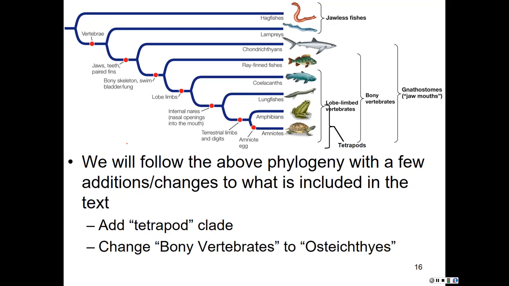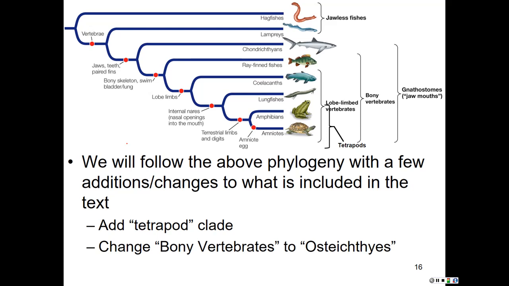Now, the combination of having these well-developed circulatory and muscular systems and well-developed nervous systems, this all lends itself very well to allowing these organisms to become large and be very active predators, which led to a very wide diversification.